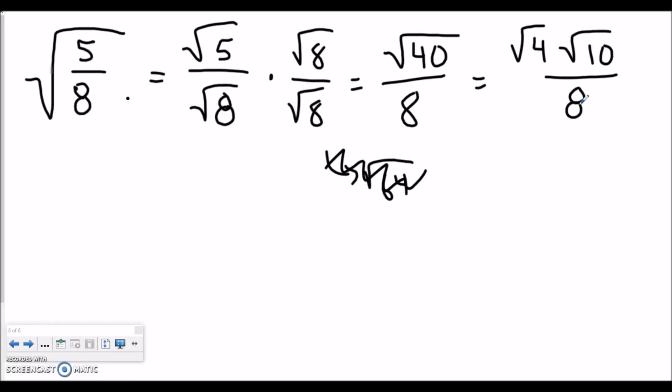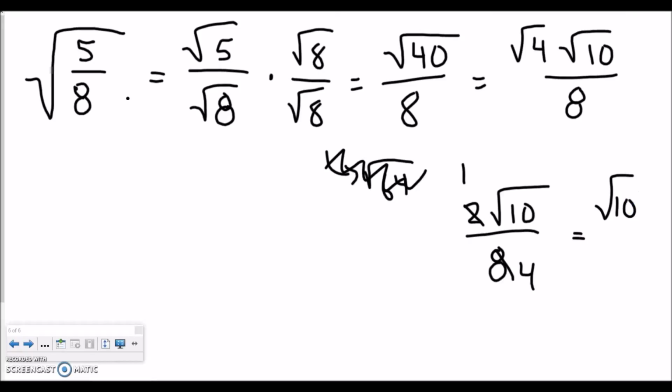The square root of 4 is 2. So we have 2 square root of 10 over 8. And do you see it? Do you notice that the 2 and the 8 reduce to 1 and a 4? That gives me square root of 10 over 4. Do you think anything there can reduce? No, you should not think that it reduces, because the 10 is in the square root, the 4 is not. So those cannot reduce. This is my final answer.